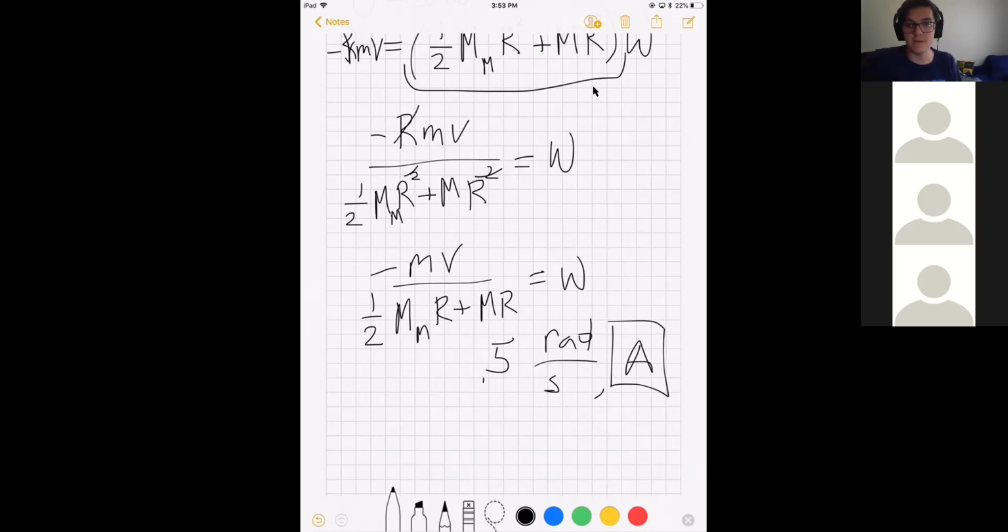No, M is the mass of the man. Big M is the mass of the man. And then M sub M is the mass of the merry-go-round.